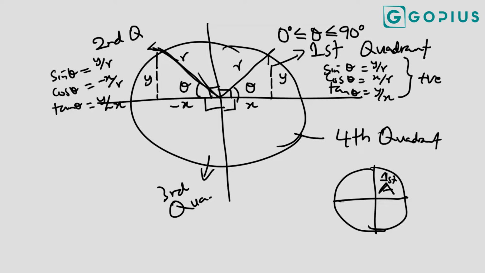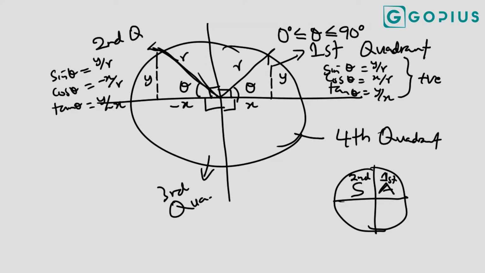Minus x over r is the only sine that is positive. So I come to this other circle here and represent that in the second quadrant I have ACE. ACE means only sine is positive. Angle in the second quadrant is from 91 to 180 degrees.